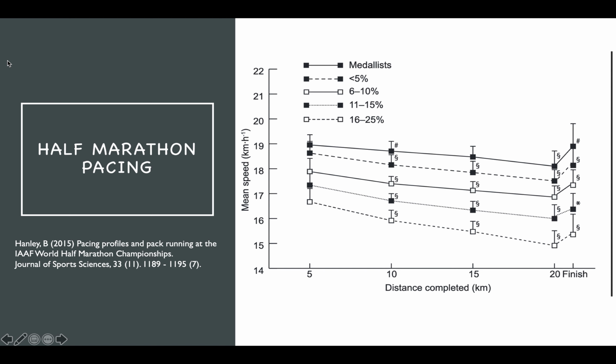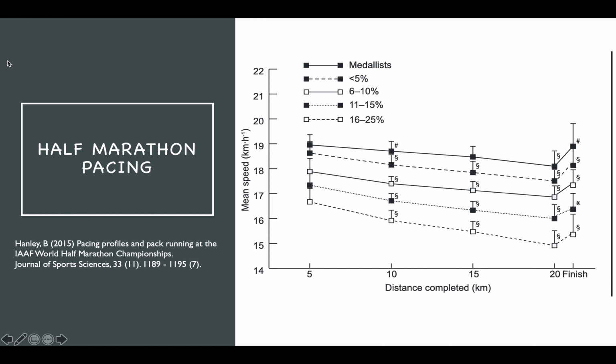The easiest way to look at these types of graphs and identify differences is to look at the medalists versus the slowest group, the 16 to 25%. The main takeaway from this graph is that the medalists, or the fastest runners at the IAAF World Champs, have a more even pacing profile compared to the slowest runners who had finishing times 16 to 25% slower than the winning time.